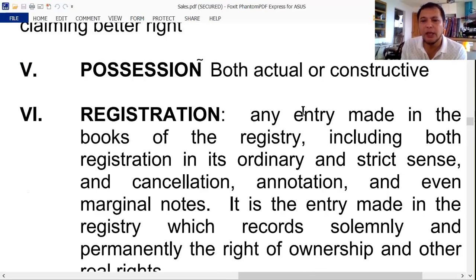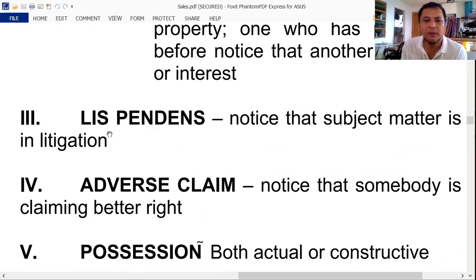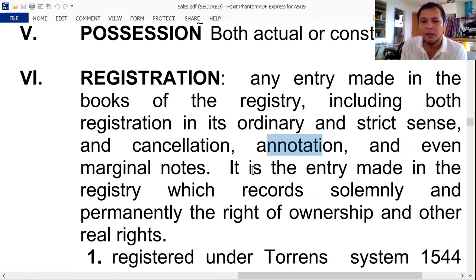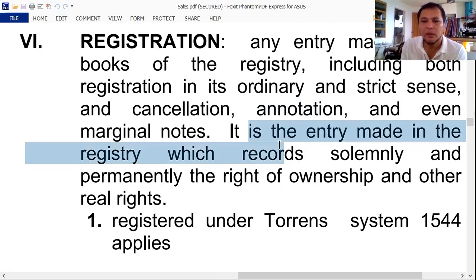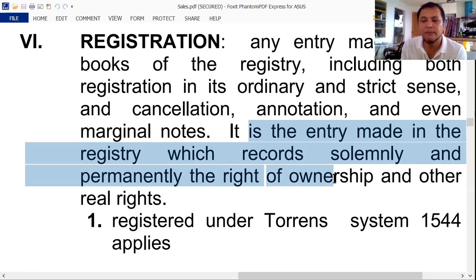Registration, meaning any entry made in the books of the registry, including both registration in its ordinary and strict sense, and cancellation, then annotation, and even marginal notes. So annotations, these are the adverse claim and lis pendens. It is the entry made in the registry which records solemnly and permanently the right of ownership and other real rights. So our registration system for immovable properties is under the Torrens system.